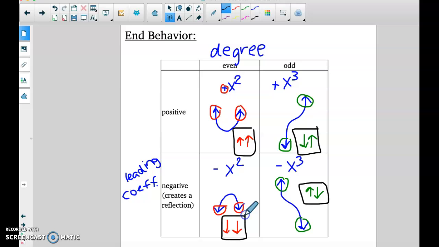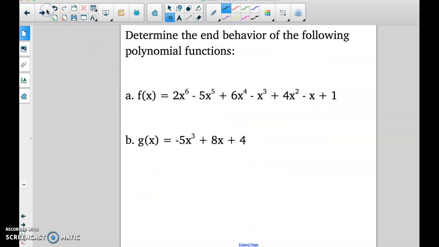Okay, so let's practice. Here, we're going to look at this guy right here, 2x to the 6th. I circled that first term because all I care about is the leading coefficient and the degree. The degree is 6, which tells me it's going to be the shape of a parabola. It's even. And the 2 is positive, so that means it's not going to have a reflection. My end behavior will be up, up. Awesome.